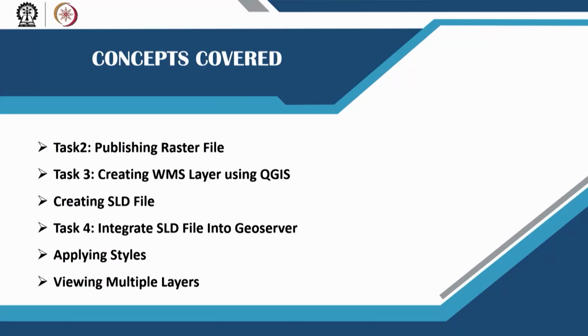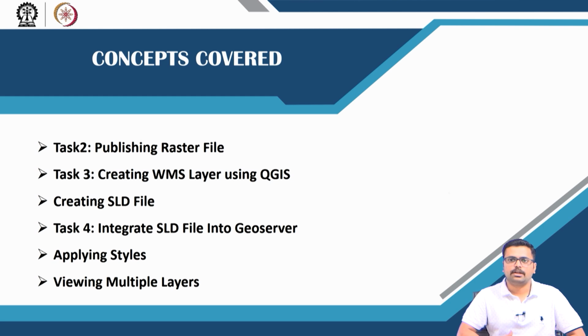In this particular module, we are going to see how we can use GIS as a software, and this particular hands-on will take us to the Geoserver and its application, how to add a raster into Geoserver and integration of SLD in Geoserver. So today we are going to see the task 2, which is publication or publishing raster file. Task 3, creating WMS layer using QGIS, creating SLD file, and how to integrate this SLD file into Geoserver, applying various different styles, and finally viewing multiple layers in Geoserver.